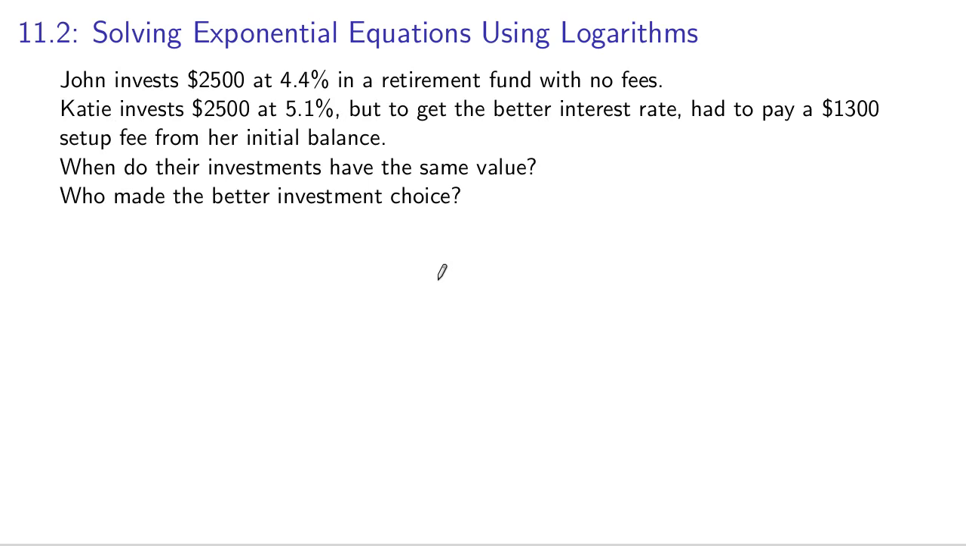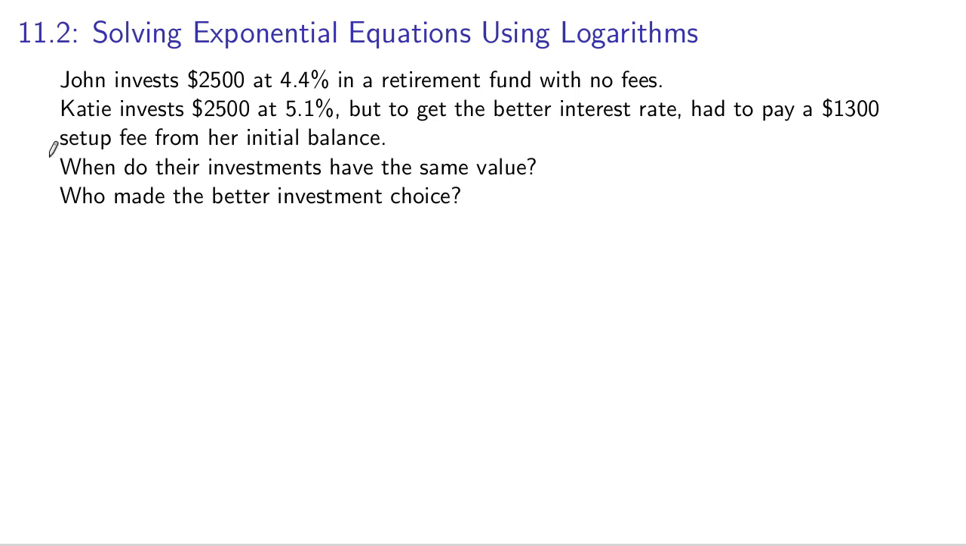John invests $2,500 at 4.4% in a retirement fund that has no fees. Katie invests also $2,500 at a higher interest rate, 5.1%. But in order to get that better interest rate, she had to pay an upfront fee of $1,300 as a setup fee for her initial balance. When do their investments have the same value, and who made the better choice?